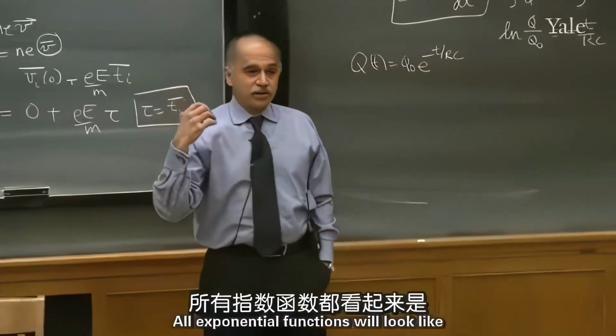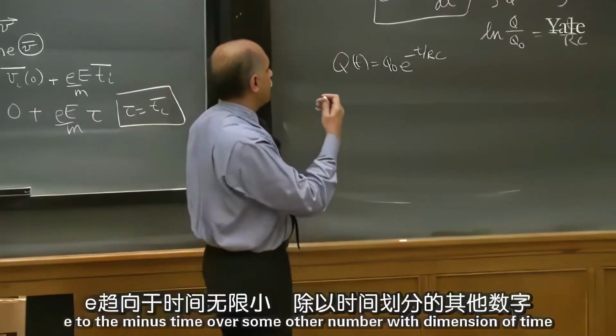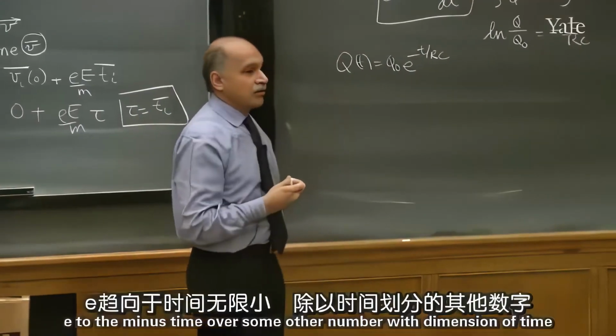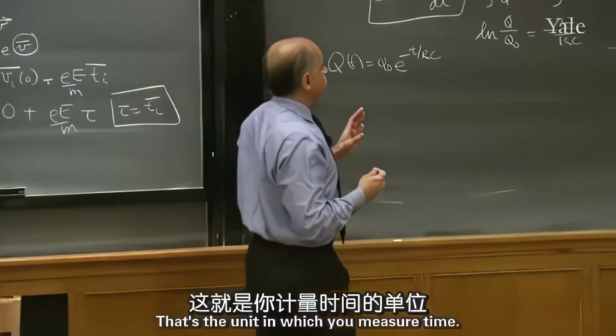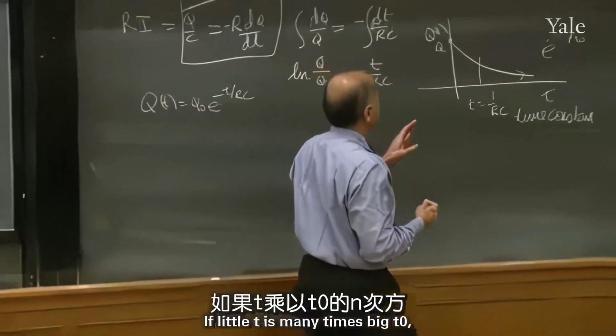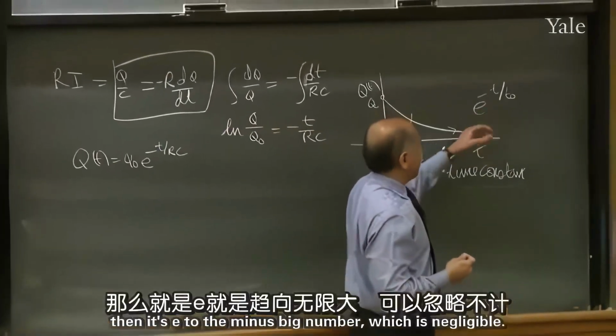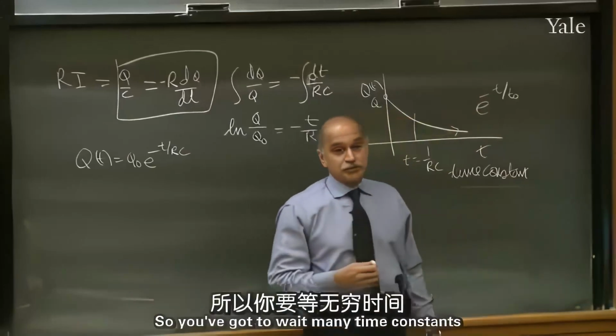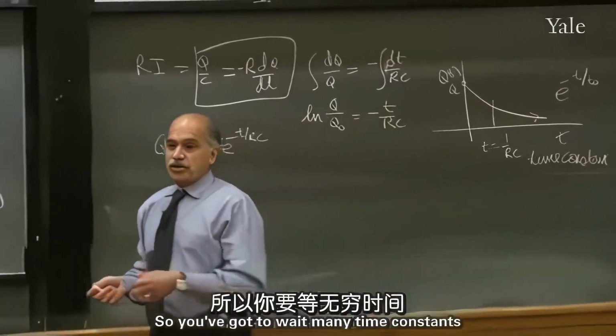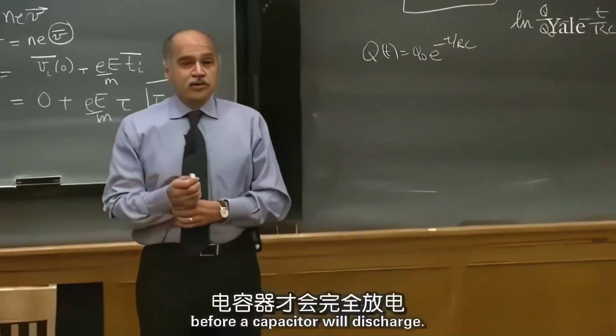All exponential functions will look like e to the minus time over some other number with dimension of time. That's the unit in which you measure time. If little t is many times big T naught, then it's e to the minus big number, which is negligible. So you've got to wait many time constants before a capacitor will discharge.